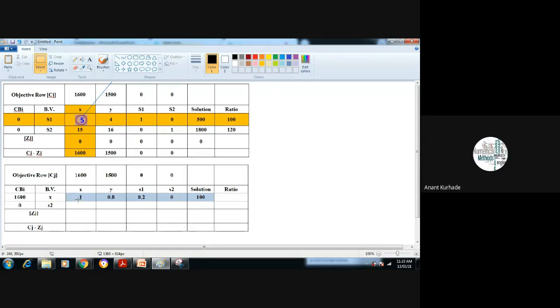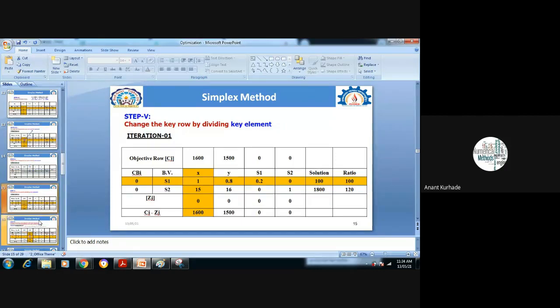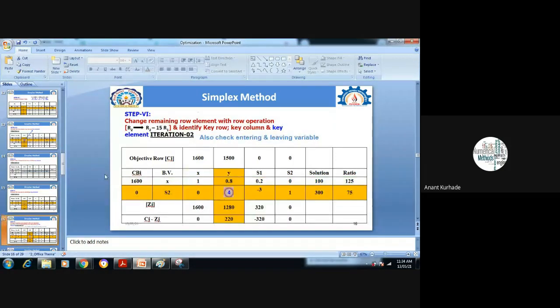Just divide each and every element by the key element from your first row, because the first row is the key row from your first table. Now, how to write this value? This is very important. So write down that formula. R2 is equal to R2 minus 15 R1. Just write it down as it is. I will tell you what that is.